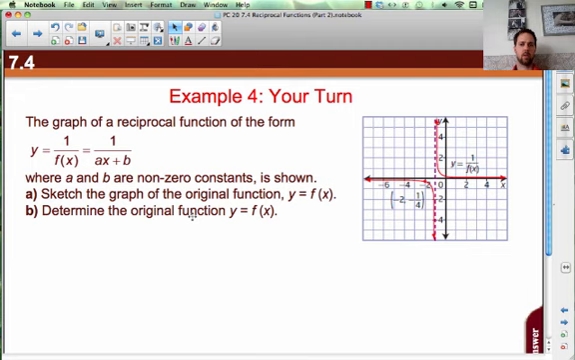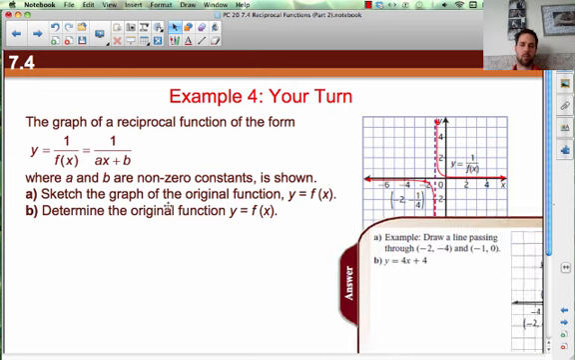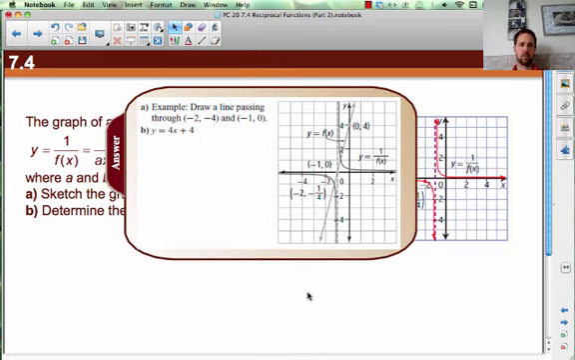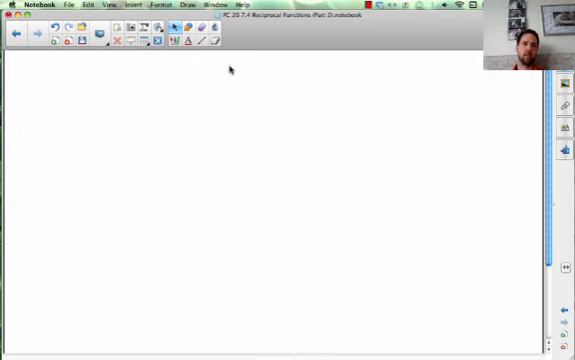Here's another one. Go ahead and give it a try, see if you can make some sense of it. There you go. That's it.